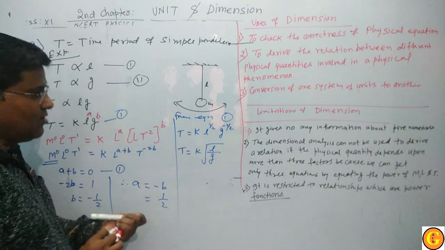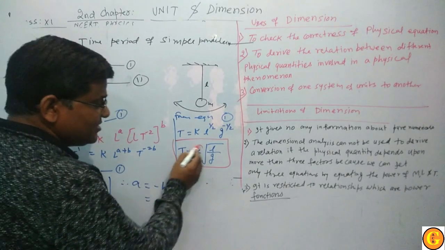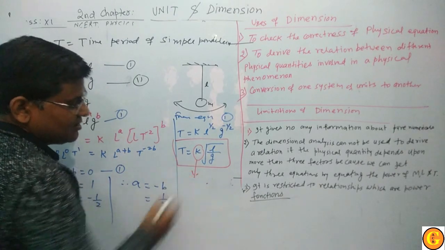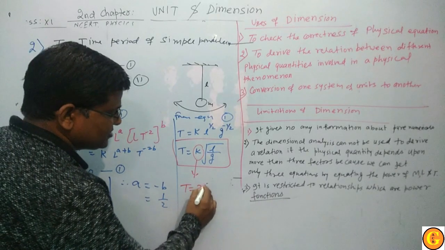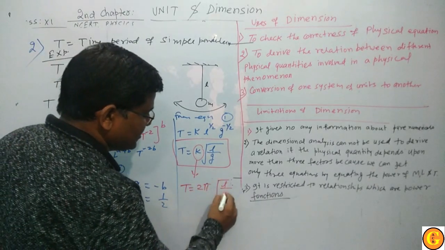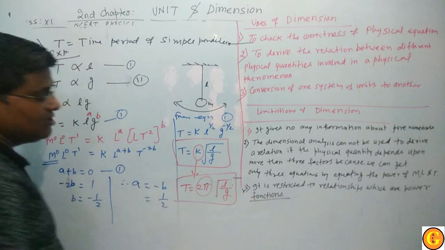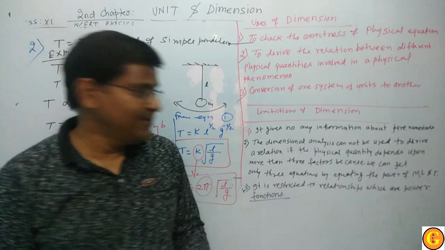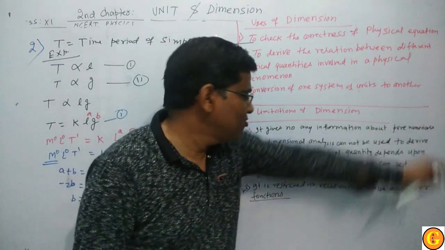This is another example of derivation of a formula. This is the formula of the time period. This is the limitation: k, the pure number, is not calculated by the dimensional method. The original formula is 2 pi under root L by g, and that's why the numerical value cannot be decided by the dimensional method. This is the limitation of dimensions. It gives no information about pure numbers.